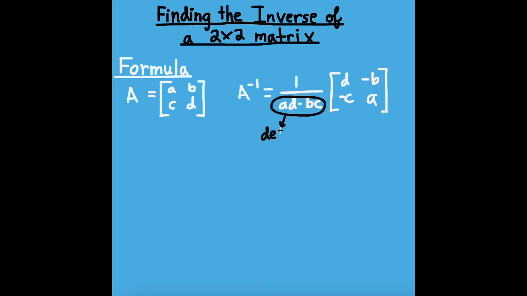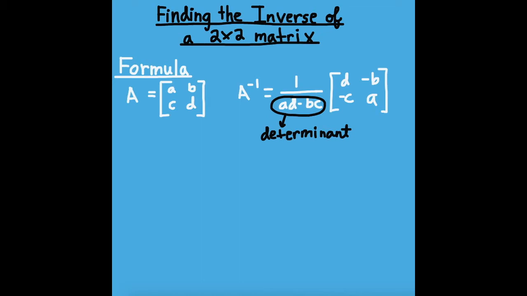AD minus BC represents the determinant of matrix A. I do want to clarify something. If you calculate AD minus BC and the value equals 0, the inverse of the matrix does not exist. This is because you cannot divide 1 by 0. So if AD minus BC equals 0, the inverse of the matrix does not exist.